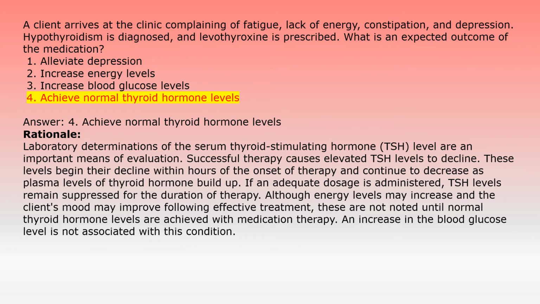Answer. 4. Achieve normal thyroid hormone levels. Rationale. Laboratory determinations of the serum thyroid stimulating hormone, TSH, level are an important means of evaluation. Successful therapy causes elevated TSH levels to decline. These levels begin their decline within hours of the onset of therapy and continue to decrease as plasma levels of thyroid hormone build up. If inadequate dosage is administered, TSH levels remain suppressed for the duration of therapy.